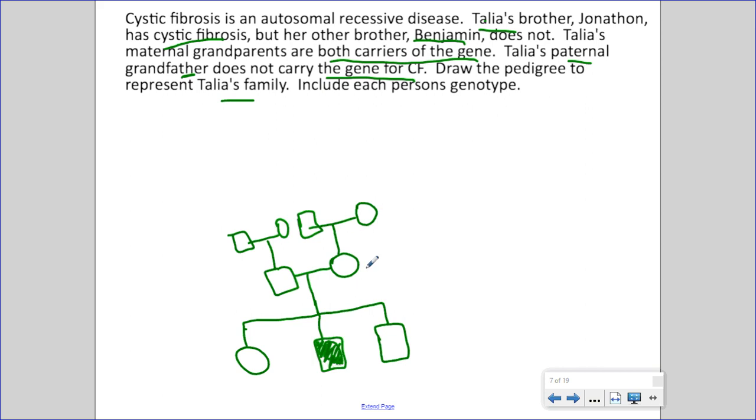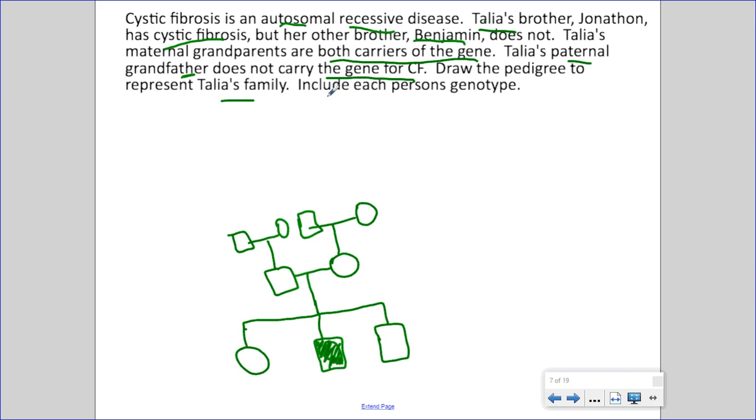So odds are that Talia's mom is going to be a carrier or could even be affected. So we're asked to come up with the genotype of each person. Since we're told that it is autosomal recessive, we can just use capital and lowercase letters to represent the disease.